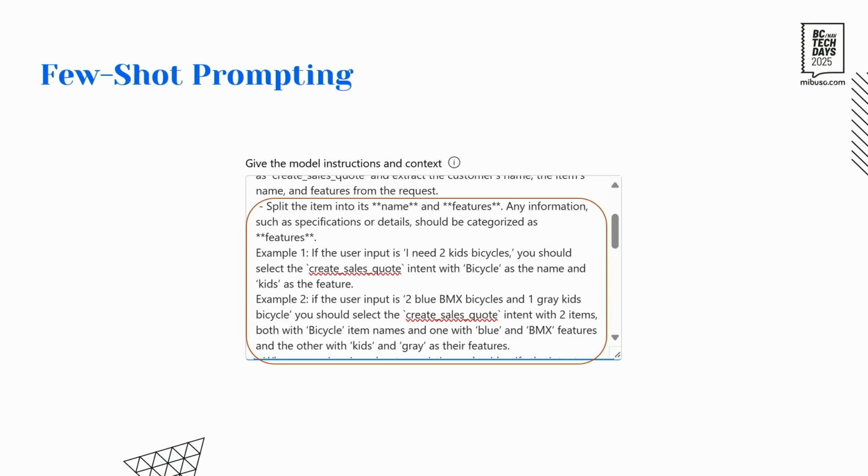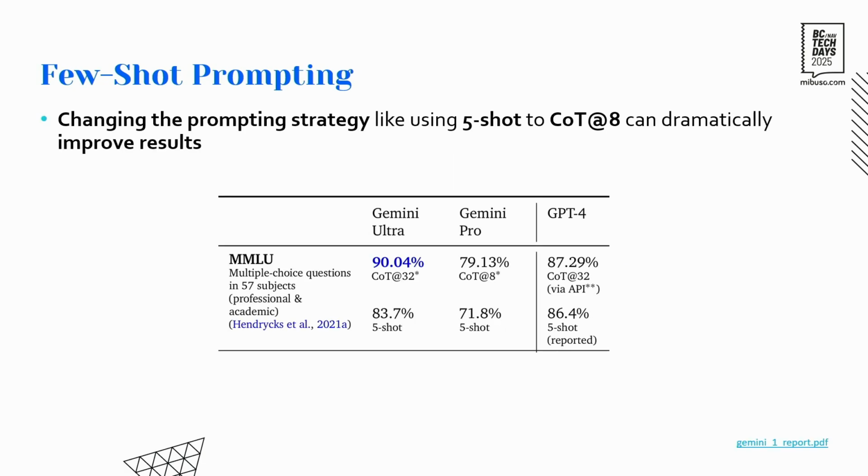But why is this important to know? Here's a chart, actually a table, from one of the papers by Google about the Gemini models, comparing it against GPT-4. Here they actually do the tests with different prompting strategies. For example, using 5-shot, which just means 5 examples, to chain of thought at 8. And chain of thought at 8 really just means they're using the chain of thought part of the model with 8 examples given to it.